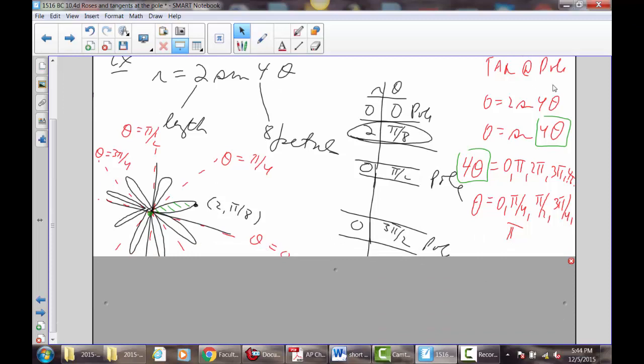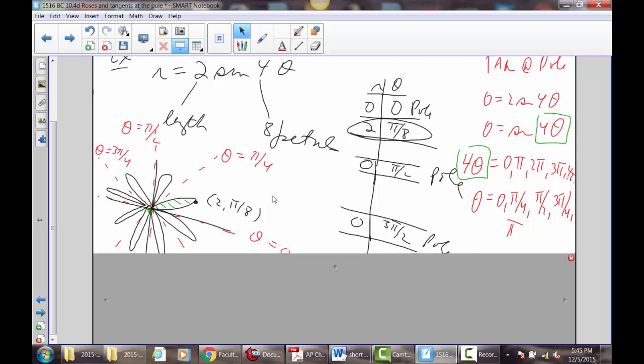And I need the tangents at the pole. Replace r by 0, divide by 2. The sine is 0 at 0, pi, 2 pi, 3 pi, etc. But our angle is 4 theta. Divide each of those by 4. You get theta equals 0, theta equals pi over 4, pi over 2, 3 pi over 4, and then they start to repeat. So we have 8 petals, and we have 8 spaces between those dashed red lines, and so there'll be a petal in each space.